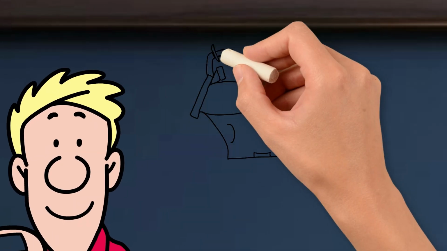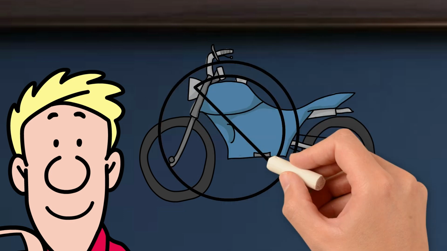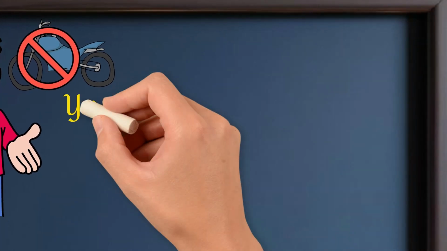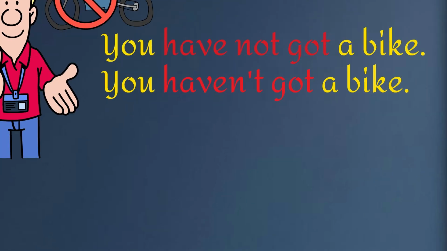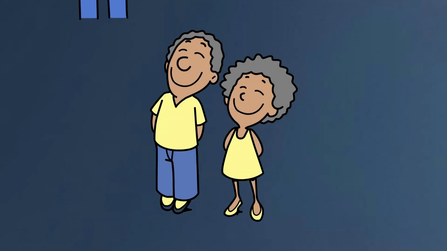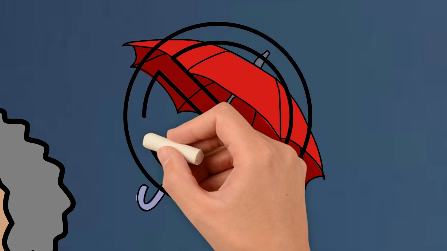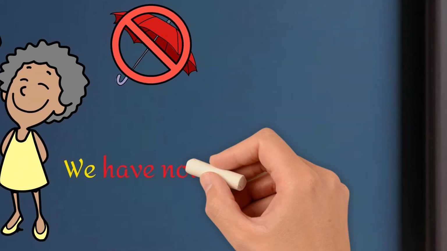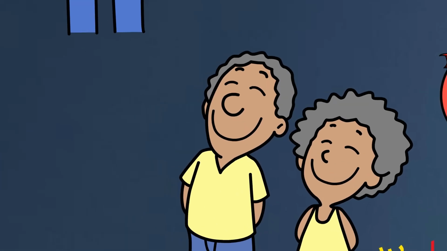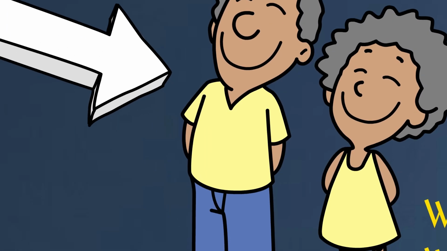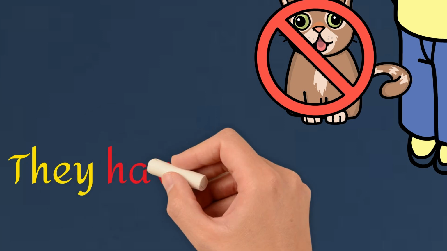If I'm talking to you, I change I to you. You haven't got a bike. If I'm talking about us, we say, we haven't got an umbrella. Talking about them, they haven't got a cat.